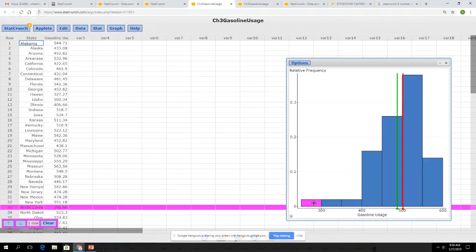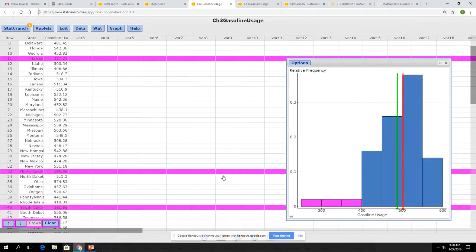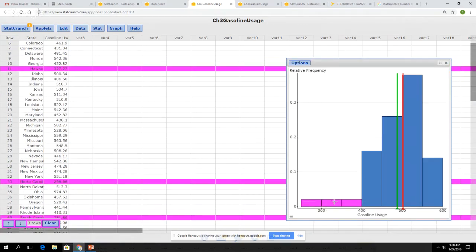Definitely has a tail. One of the really cool things about StatCrunch is when you've got something displayed like this and you want to figure out which row is causing you the tail, you can just click on that block and it'll highlight things for you. Apparently it won't unhighlight things, but that's all right.